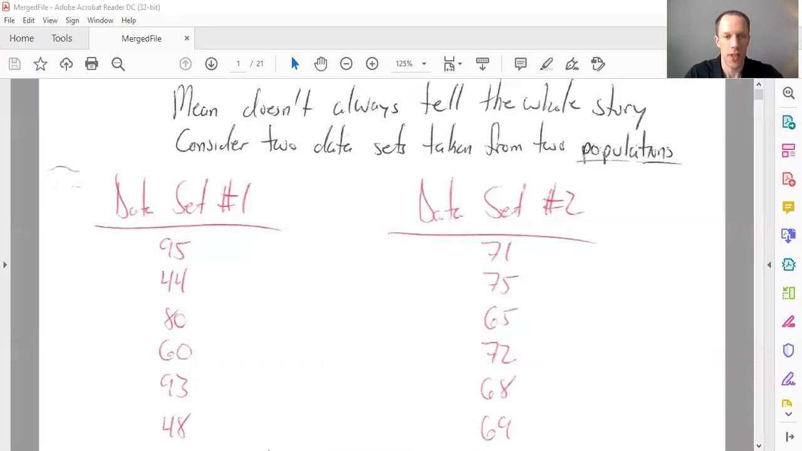Welcome to the video for section 3.2. In this video, one of the points I want to make is that the measures of center don't always tell the whole story when it comes to a data set.